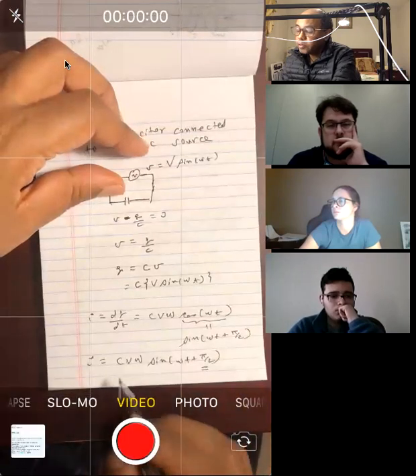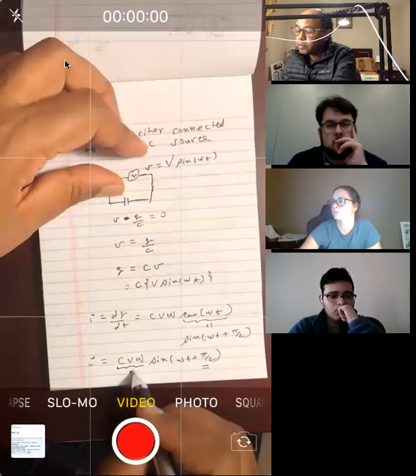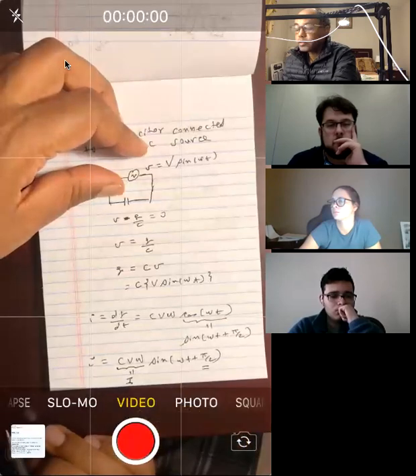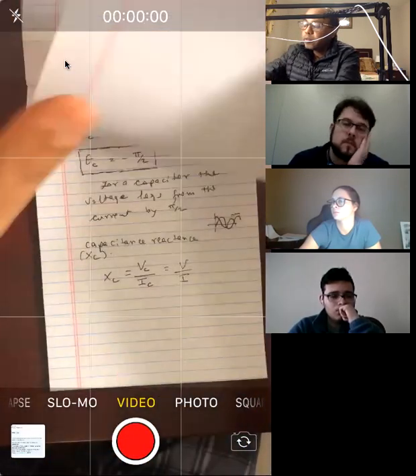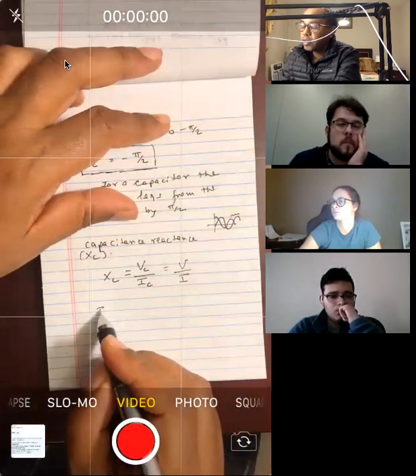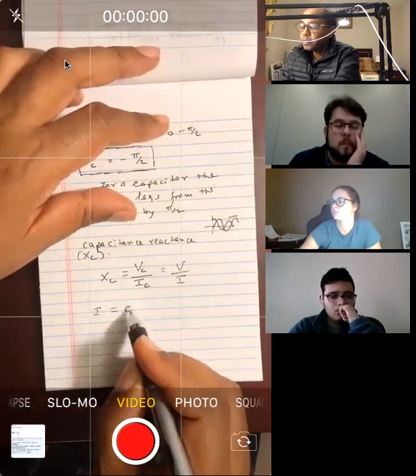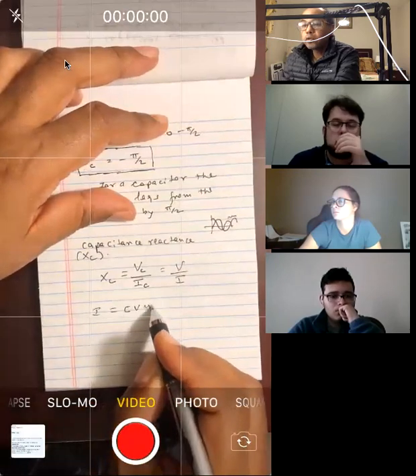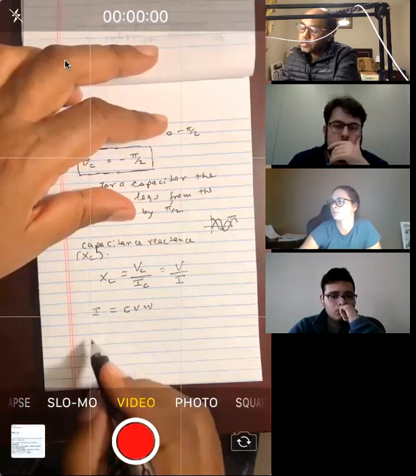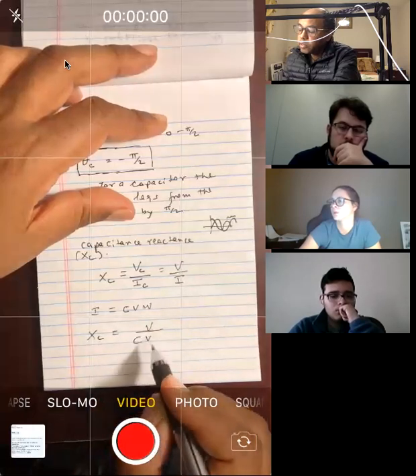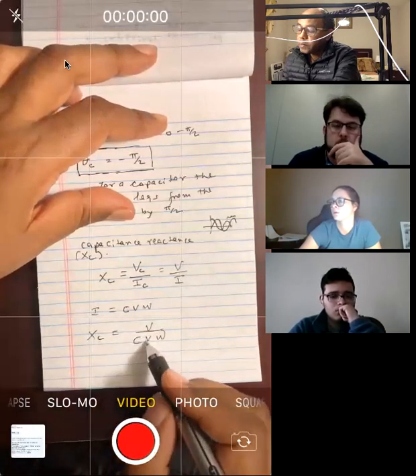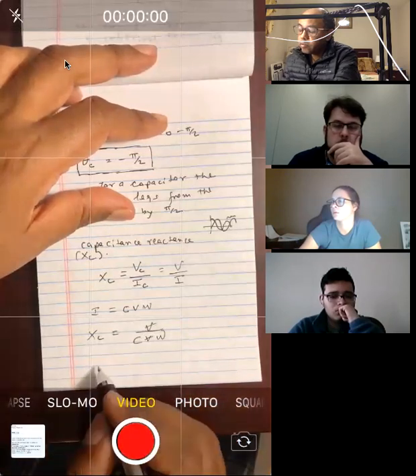This is the current, its amplitude, this is I. The amplitude is the current. Okay, this is the current, so this is the maximum value of the current. So we have the amplitude of the current is capacitance times the amplitude voltage times angular frequency. All right, so if you do that, XC equals V over CV omega. Okay, so the amplitude voltage cancels out. So you have the following formula.